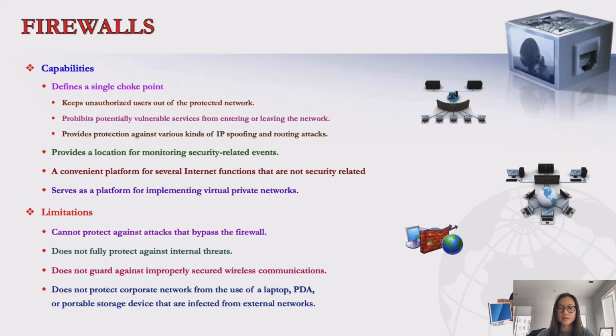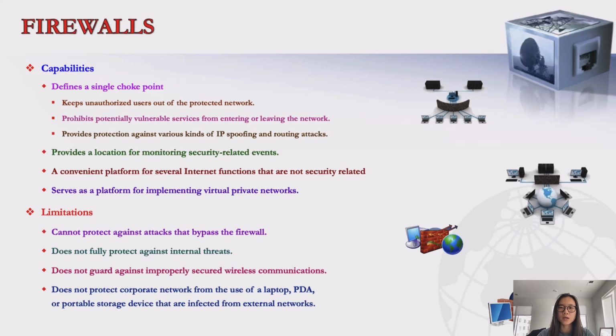Now let's discuss the capabilities that are within the scope of a firewall. A firewall defines a single choke point that keeps unauthorized users out, prohibits potentially vulnerable services from entering or leaving the network, and provides protection against various kinds of IP spoofing and routing attacks. The use of a single choke point simplifies the security management because security capabilities are consolidated on a single system. A firewall also provides a location for monitoring security-related events.